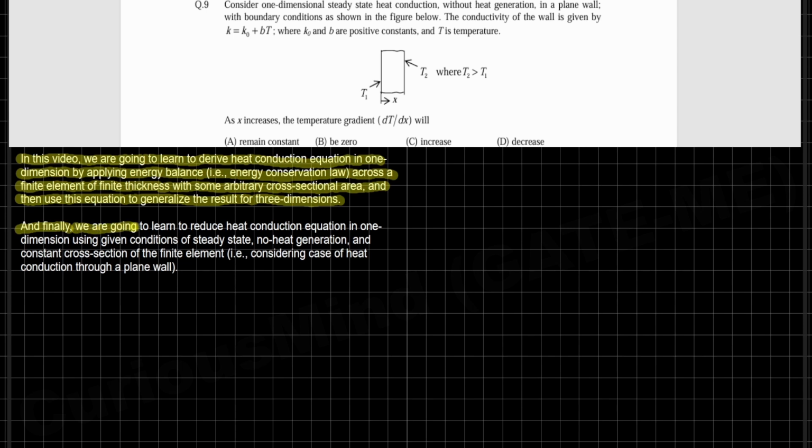we are going to learn to reduce the heat conduction equation in one dimension using given conditions of steady state, no heat generation, and constant cross section of the finite element, that is considering the case of heat conduction through a plane wall.